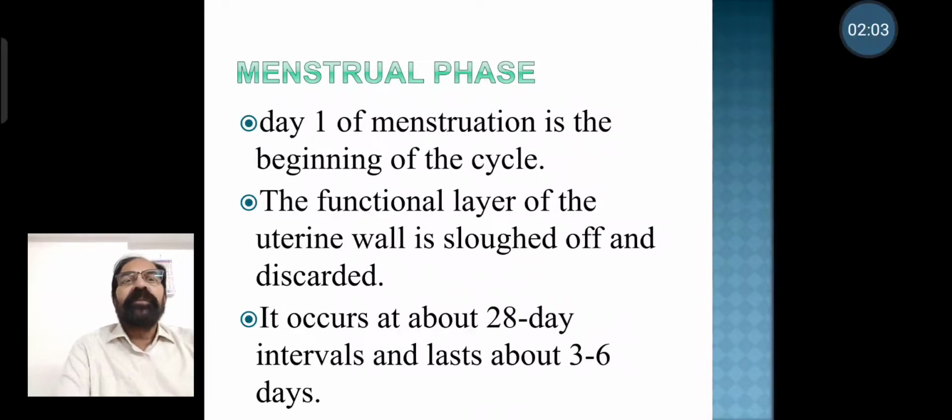So first we'll start with menstrual phase. Day 1 of menstruation is the beginning of the cycle. The functional layer of uterine wall is sloughed off and discarded. It occurs at about 28th day intervals and lasts for about 3 to 6 days.